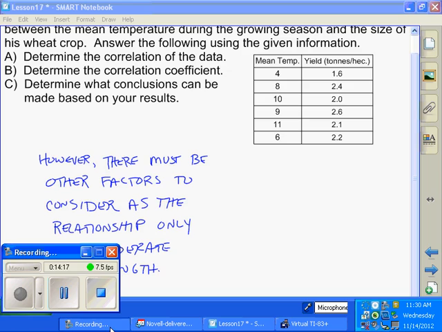All right, I have one more example to get through, and it's just using the graphing calculator similar to this. And we'll see you in a minute.